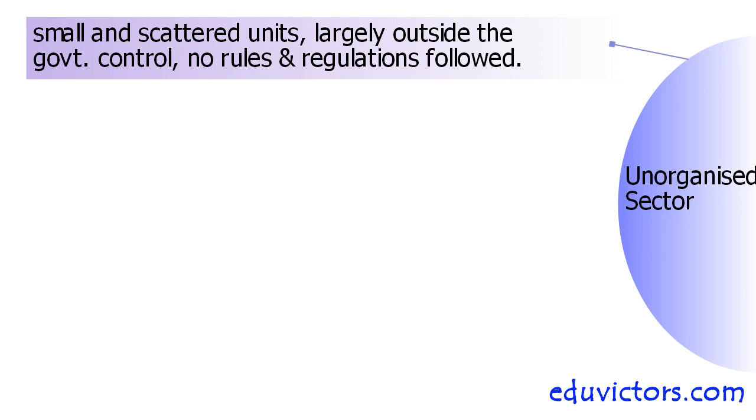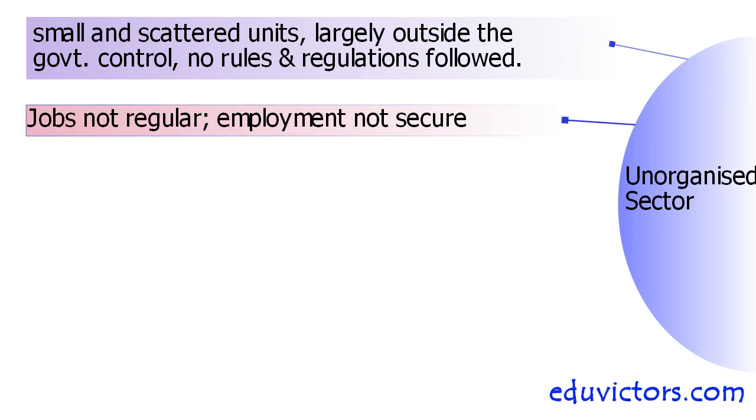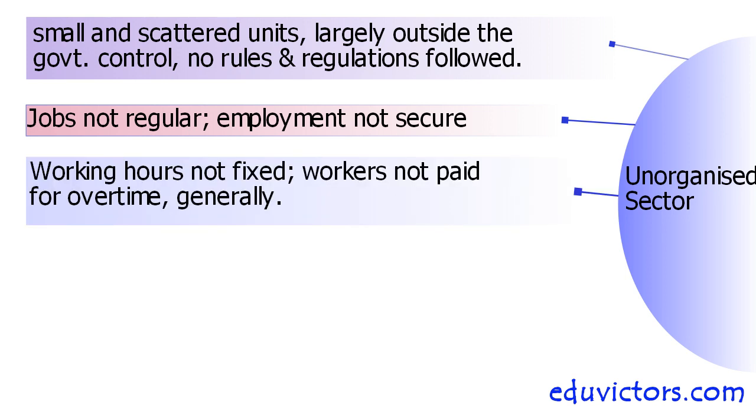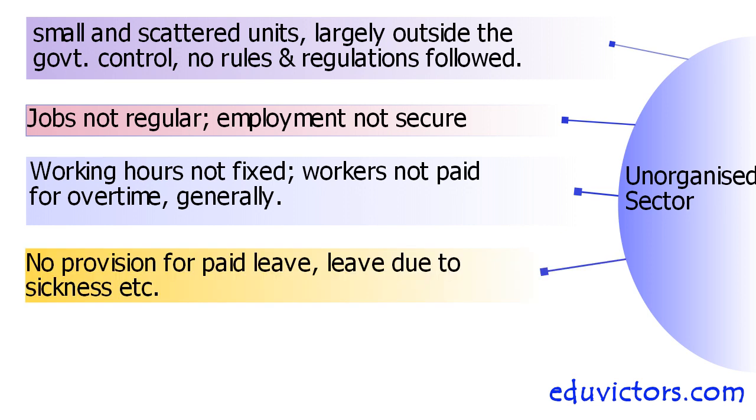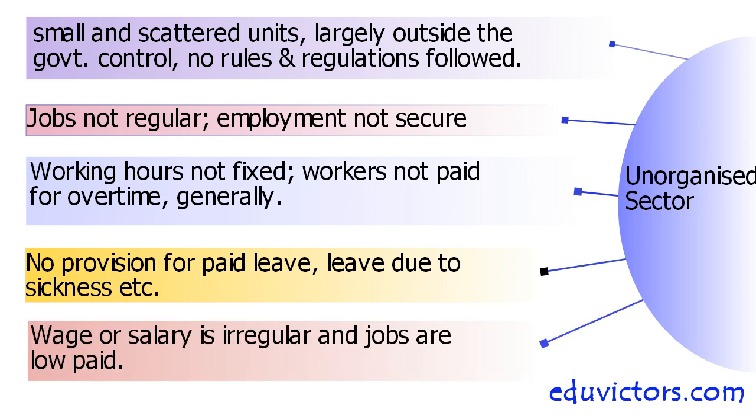Unorganized sector. It is characterized by small and scattered units which are largely outside the control of government and hence no rules and regulations are followed. Jobs are not regular and employment is not secure. Generally, working hours are not fixed and workers are not paid for overtime. There is no provision for paid leaves, leaves due to sickness, etc. Wages or salary is irregular and jobs are low paid.